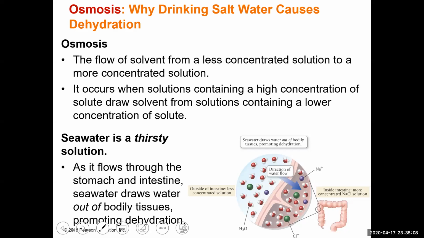Now, many of us have learned about osmosis in our biology classes. But let's go over it again in chemistry. So in osmosis, that is the flow of a solvent from a less concentrated solution to a more concentrated solution. This occurs when solutions contain a high concentration of solute, which draws a solvent from solutions that contain a lower concentration of solute.